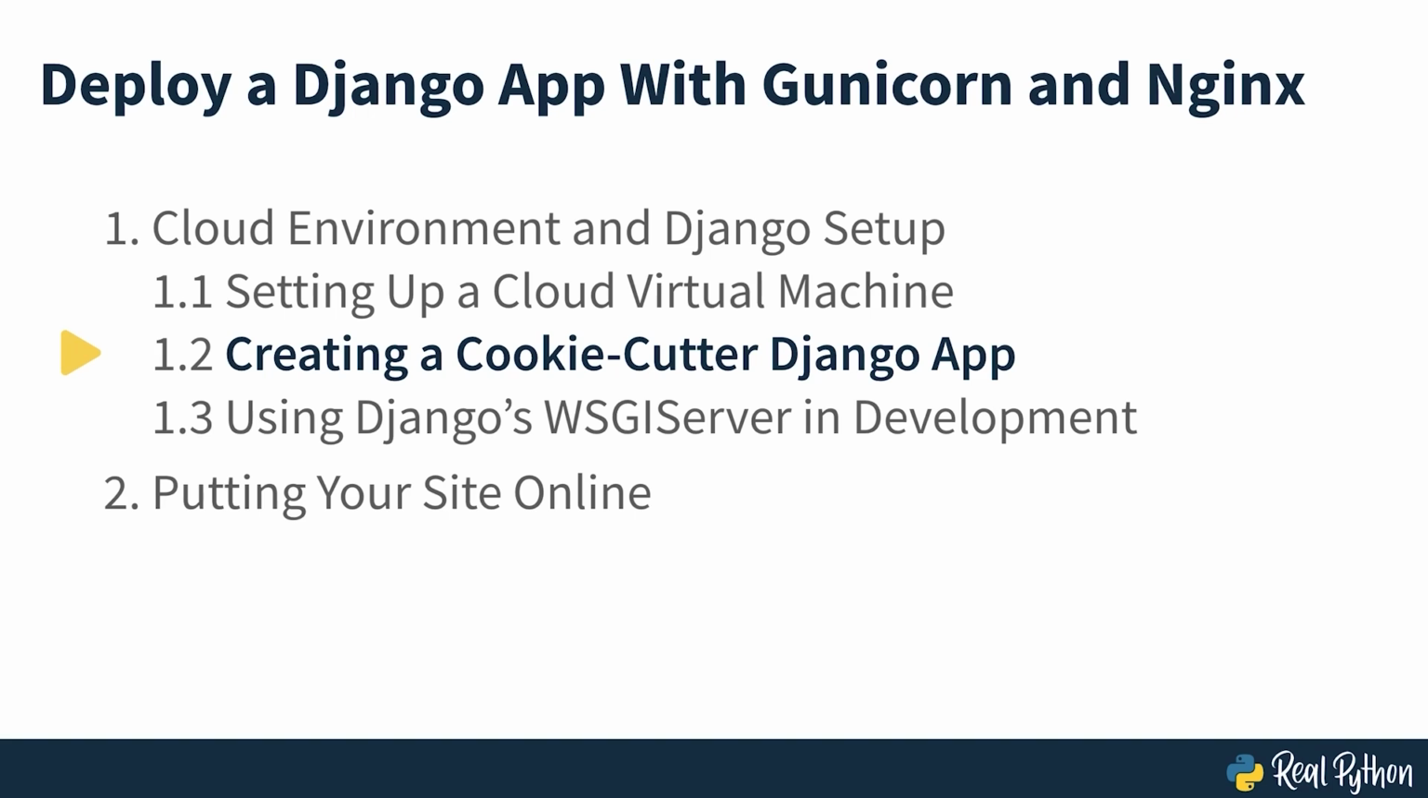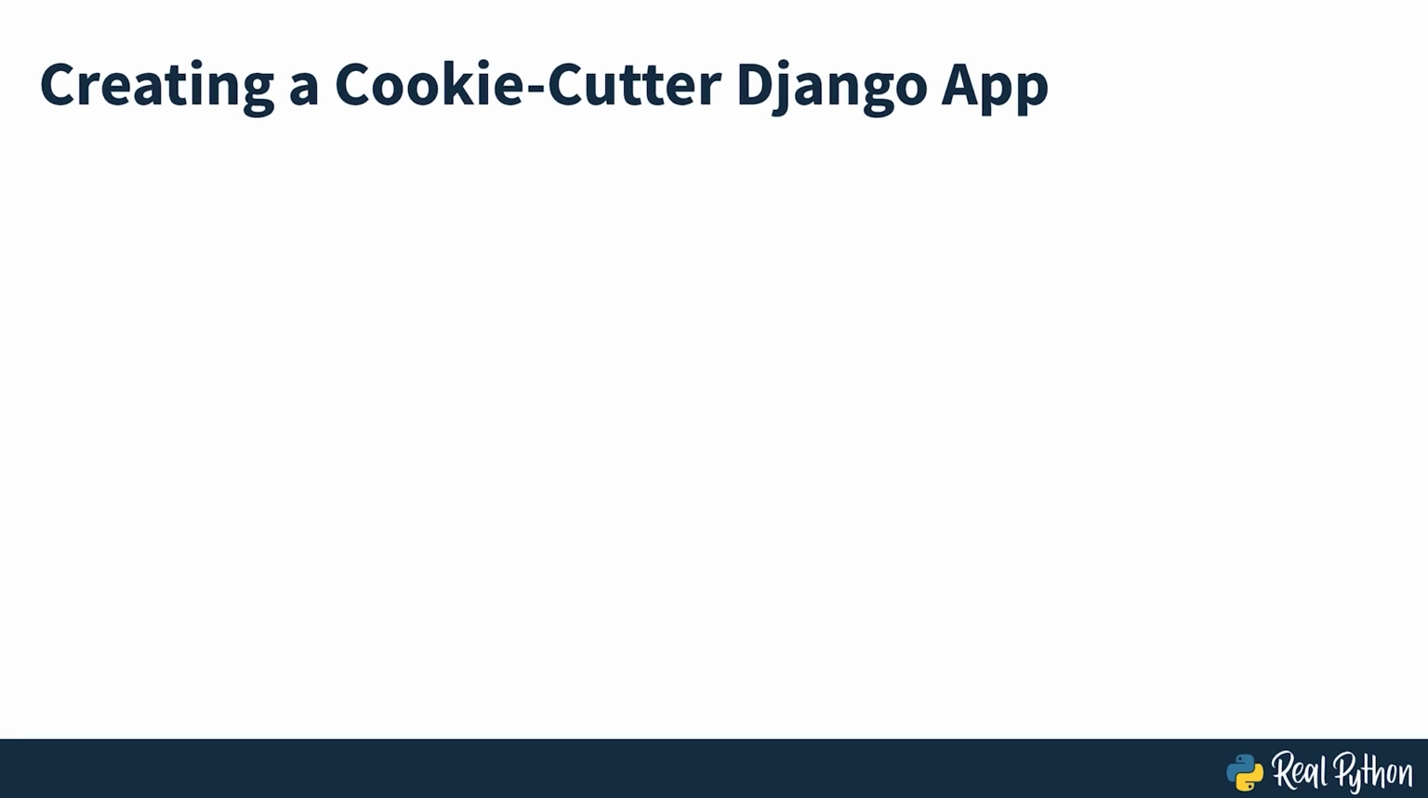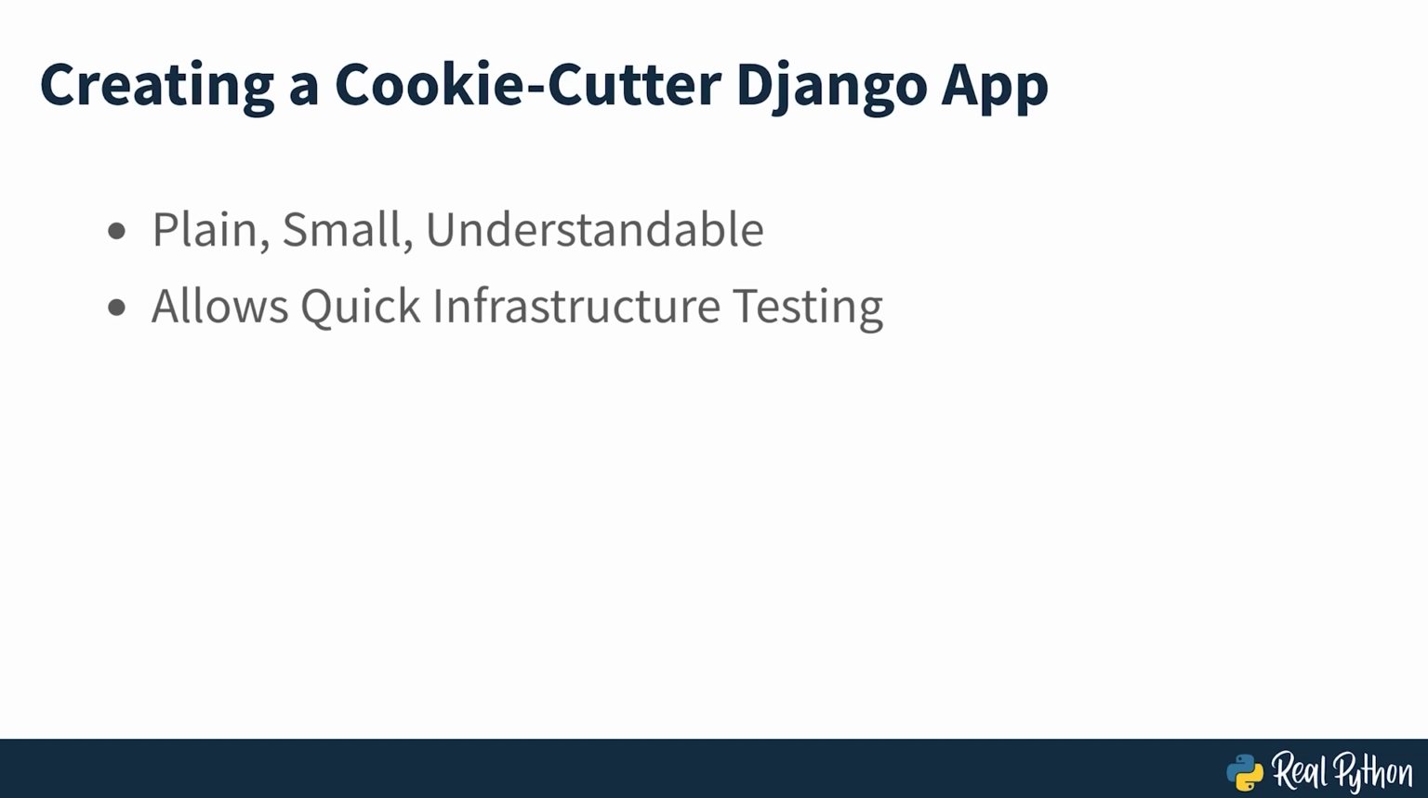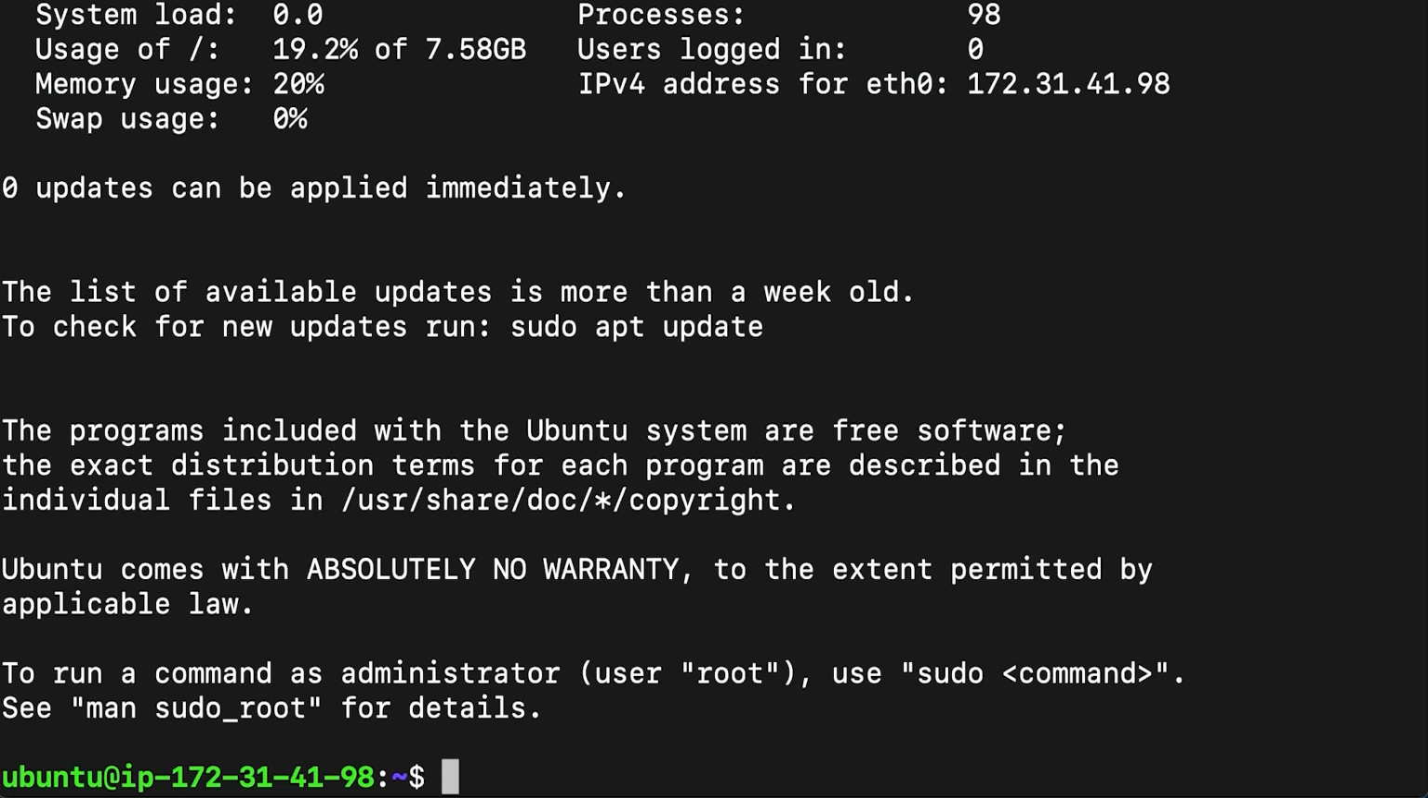Creating a cookie-cutter Django app. You're not concerned with making a fancy Django project with complex URL routing or advanced database features for this course. Instead, you want something that's plain, small, and understandable, allowing you to test quickly whether your infrastructure is working. To that end, you can take the following steps to set up your app. First, SSH into your VM and make sure that you have the latest versions of Python and SQLite 3 installed.